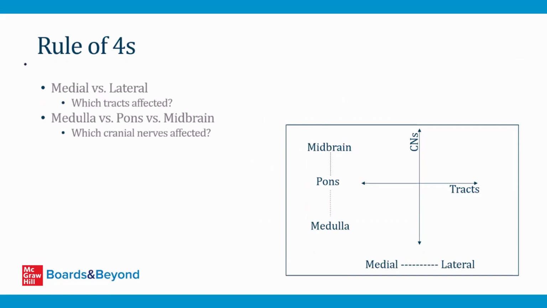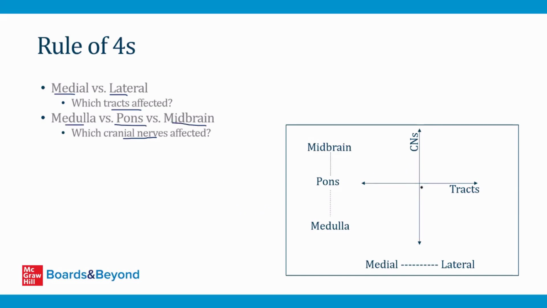Basically, the way the rule of fours works is that you take the patient's clinical presentation and you determine what tracts are affected, meaning corticospinal tract, the corticobulbar tract, the spinothalamic tract, and then you also determine which cranial nerves are affected. You use the tracts to determine whether the lesion is medial or lateral, and then you use the cranial nerves to determine whether the lesion is in the medulla, pons, or midbrain.